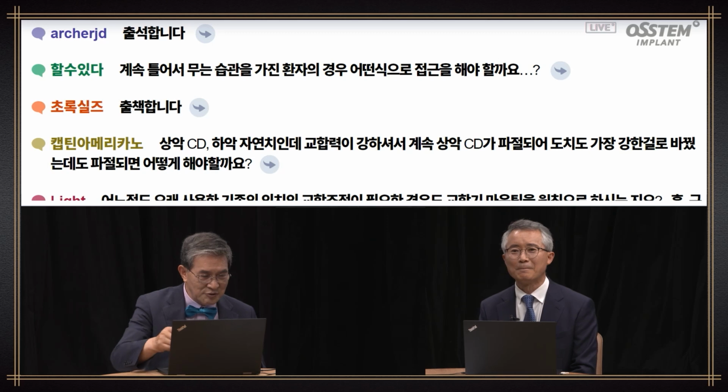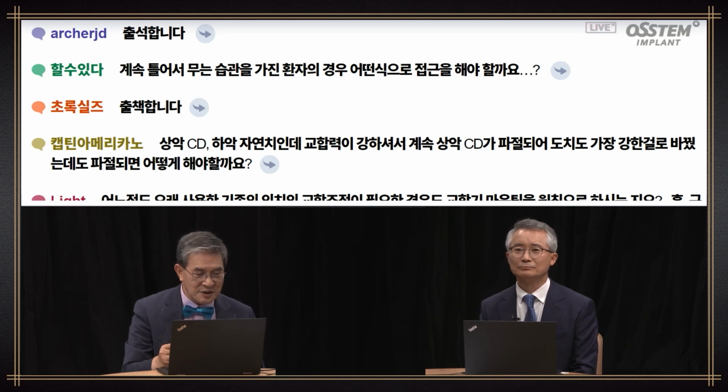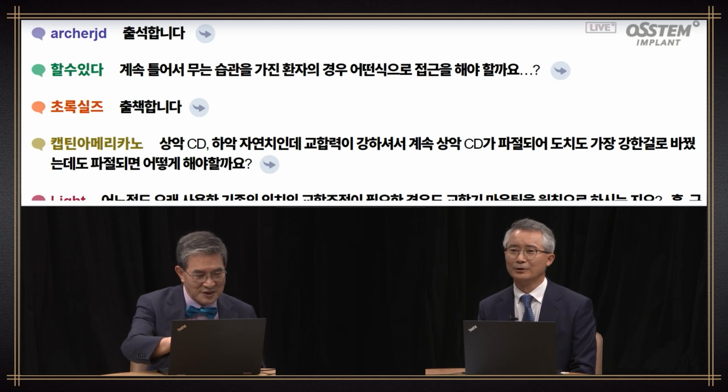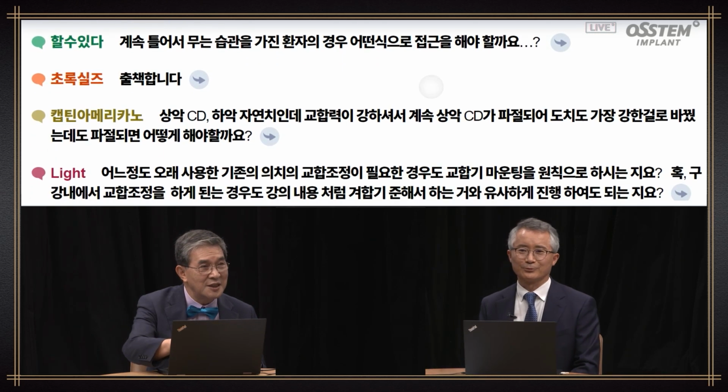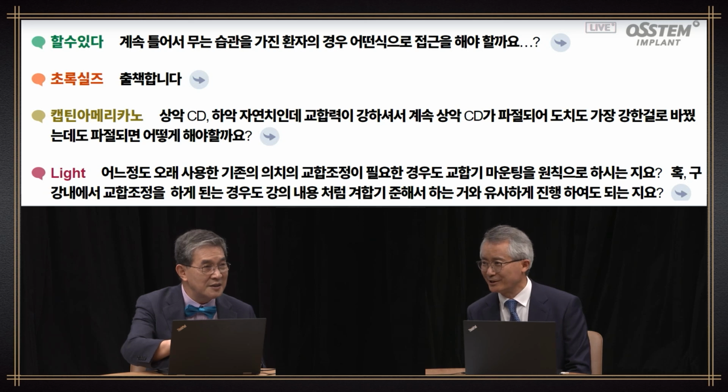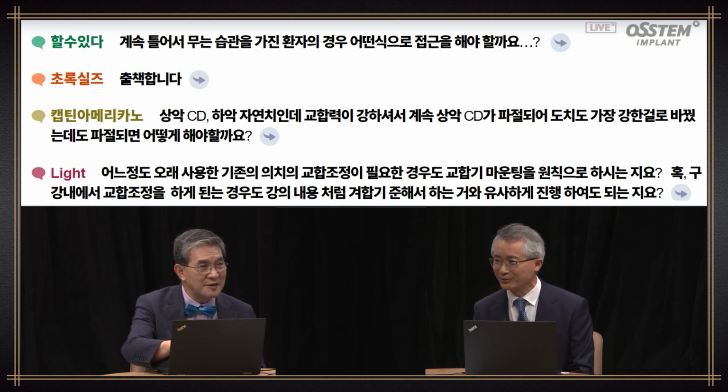If the patient has a bad biting habit, how can I approach it? This is slightly off topic. As you have mentioned a bit earlier, you can make a provisional denture and wait. That could be a good idea.